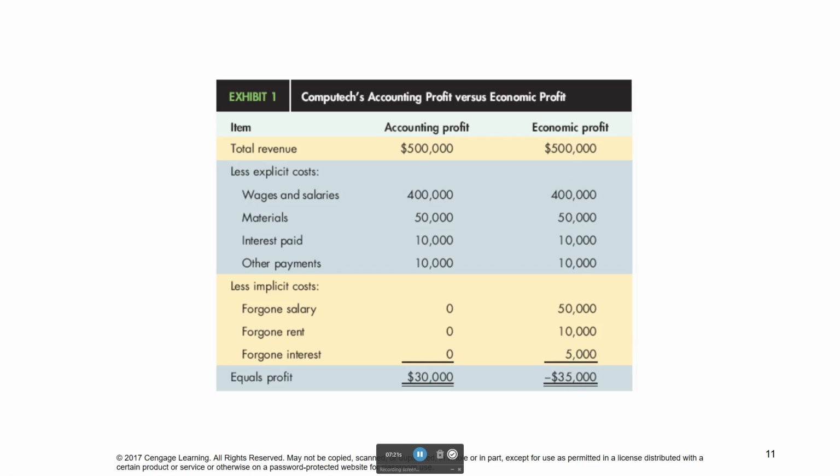This businessman would be better off shutting down his business, going to work for $50,000, renting the business out for $10,000, and earning $5,000 a year in interest on his capital. So he'd be better off shutting this business down. Economic profit tells us that. Accounting profit does not, because it does not include those implicit costs, only the explicit ones, which we both count.